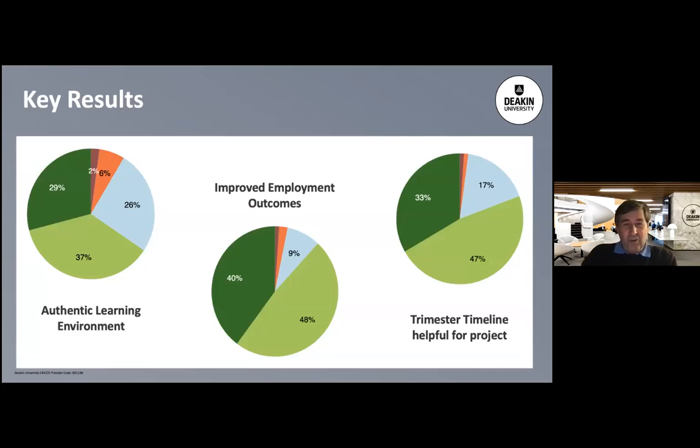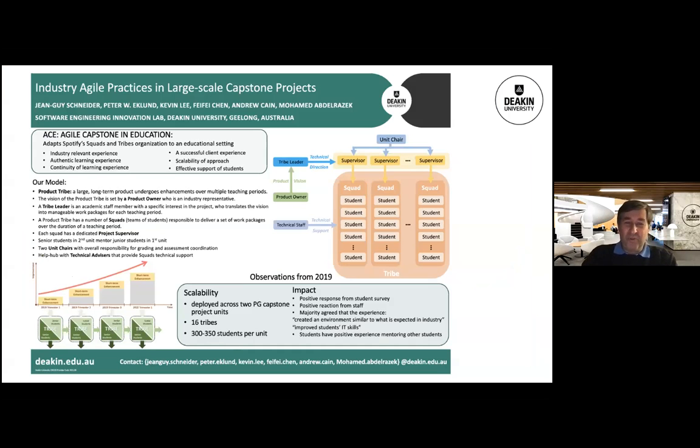We've done an evaluation of how this was deployed in 2019, and we have some good initial results. So a lot of students think that they have experienced an authentic learning environment. They have improved their outcomes with regards to employability, and also found that the way the trimester was structured was particularly helpful to them. However, this is only the start of a longitudinal study, and we have to generate more results over a period of time to see whether our new model actually helps students with employability and other graduate outcomes. And I would like to open the floor for questions.